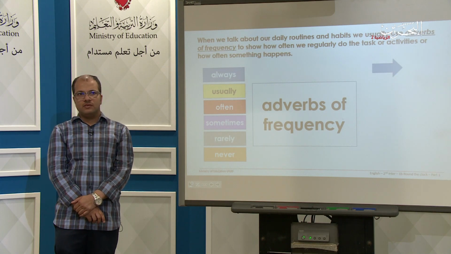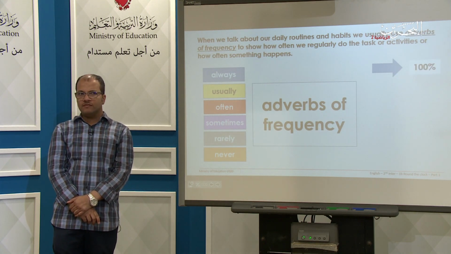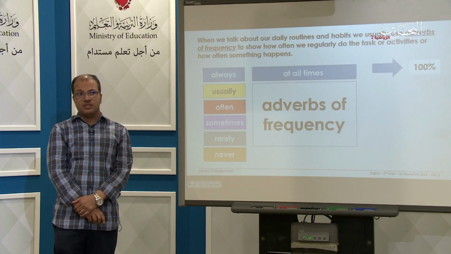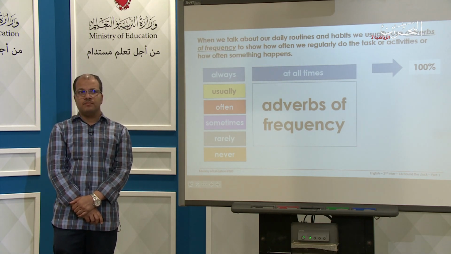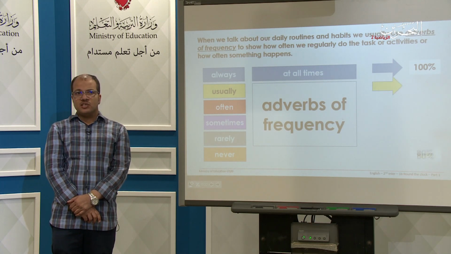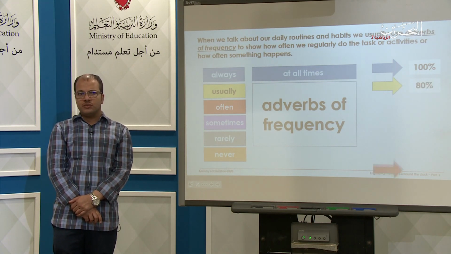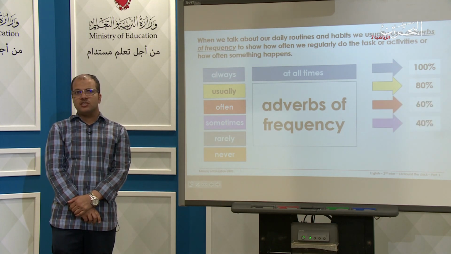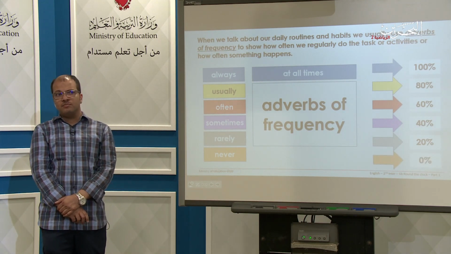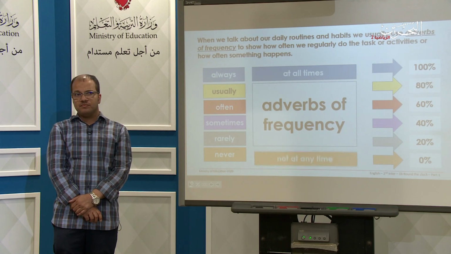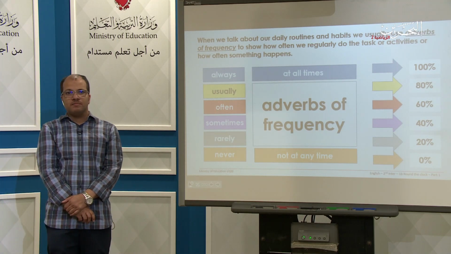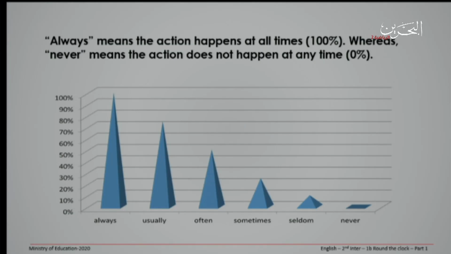As you can see, always takes 100% of the time, which means that the action happens at all times. Such a percentage descends further as we go down until it reaches 0%, which is used by the adverb never, which means the action doesn't happen at any time. Another adverb of frequency that takes less than 10% of the time is the adverb seldom.